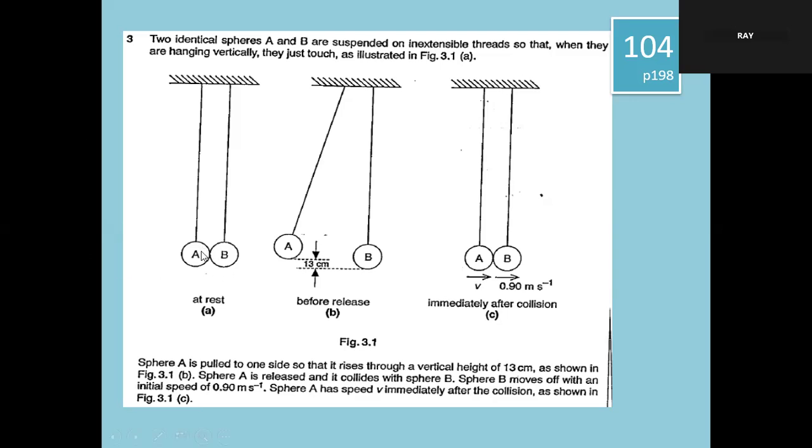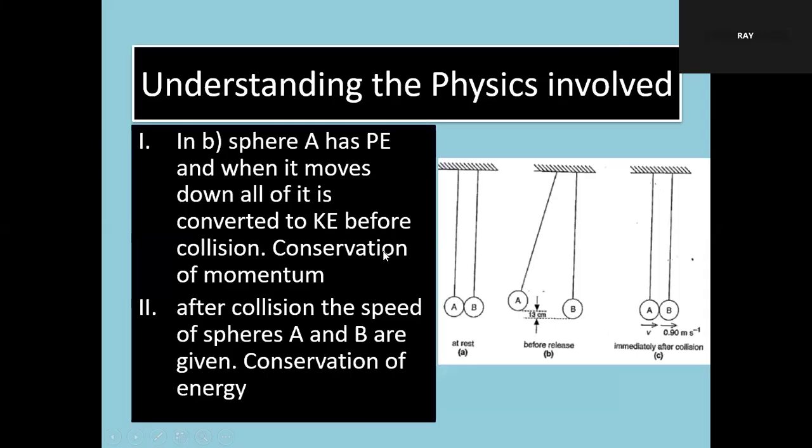Okay, so that is where it starts. Then it lifts up by 13 cm, let go. Then after the collision, A will move with velocity V and B will move with a velocity. It comes down, then it will have a velocity V, then it hits B, and B will have a velocity of 0.9. So understanding the physics involved.